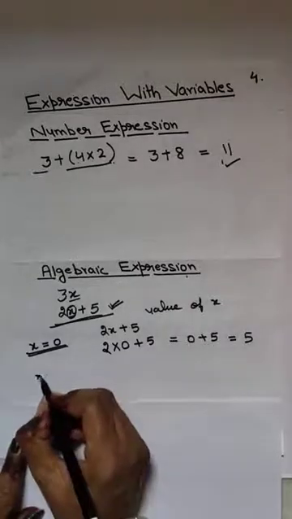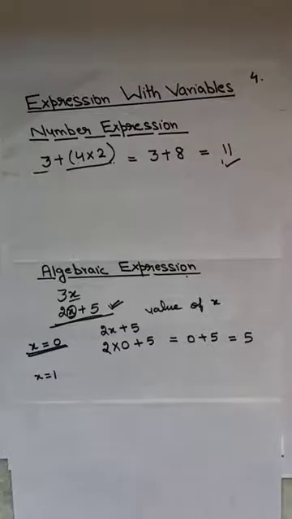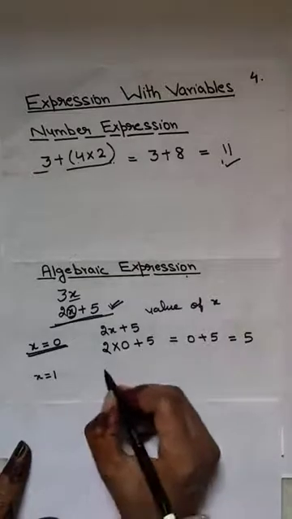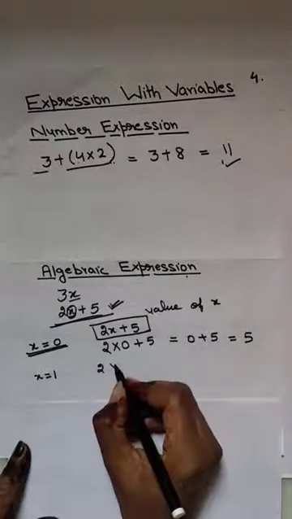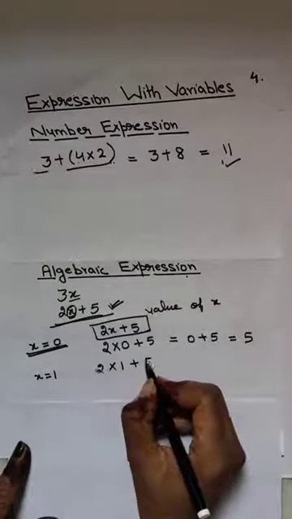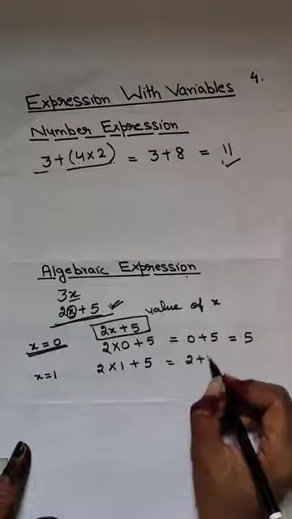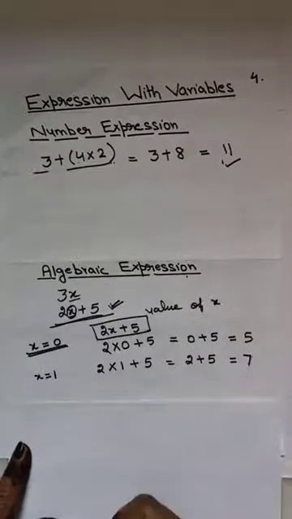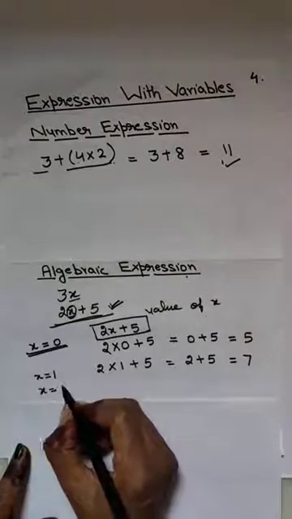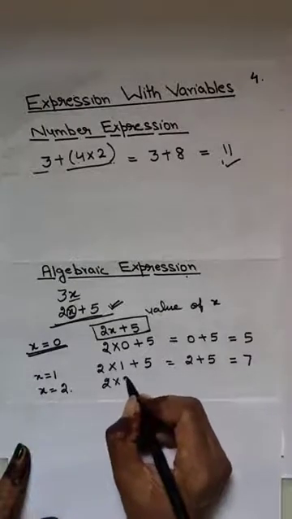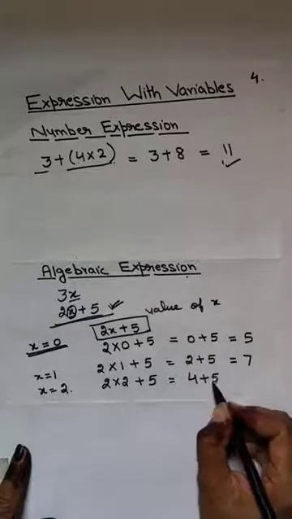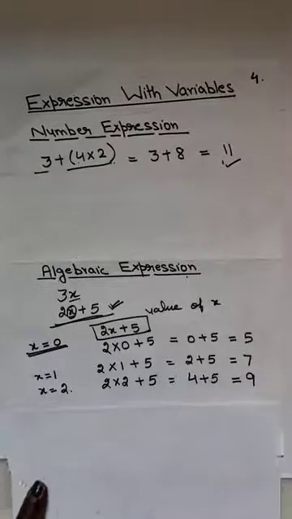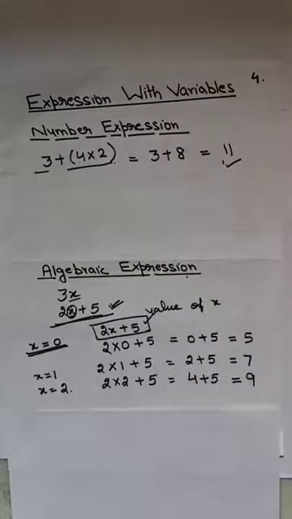We can solve it if x equal to 1 because x is a variable. Its value can change. So now I am taking when x equal to 1. When x equal to 1, now here we have to put x as 1. So it is 2 multiply by 1 plus 5. 2 ones are 2 plus 5 which is equal to 7. In the same way you can find out the value when x equal to 2. 2 multiply by 2 plus 5. 2 2s are 4 plus 5 it is equal to 9. These are known as algebraic expressions.